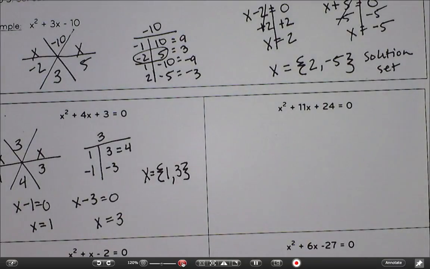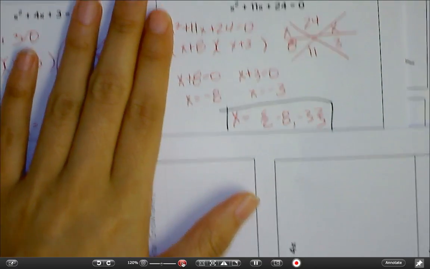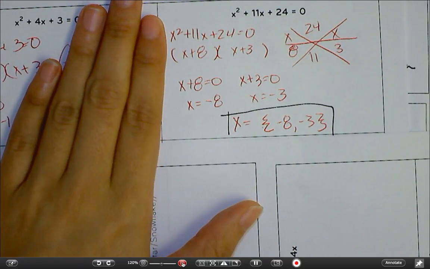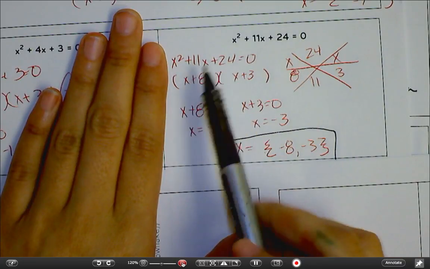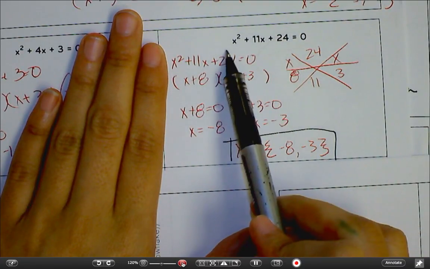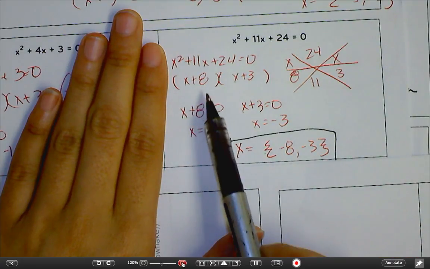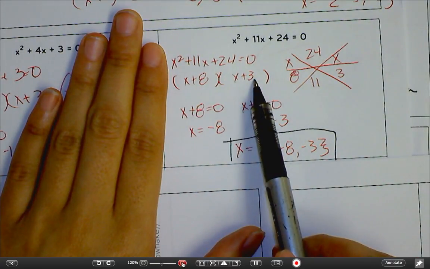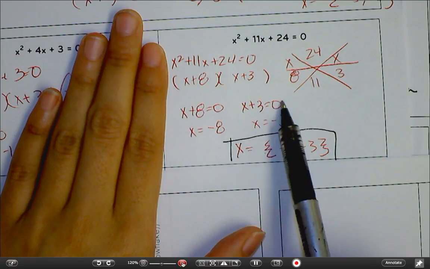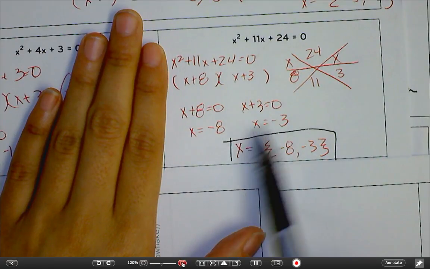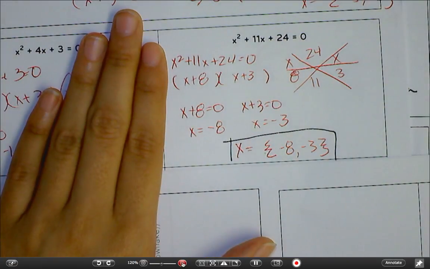So if I take a look at that problem, your answer should be negative 8, negative 3. I have 1, 2, 3 terms. It's in standard form. I set it up. I have x plus 8, x plus 3. I set my factors to 0. I solve for x and I put them in the fancy brackets. Pause now if you want to continue looking through this problem.